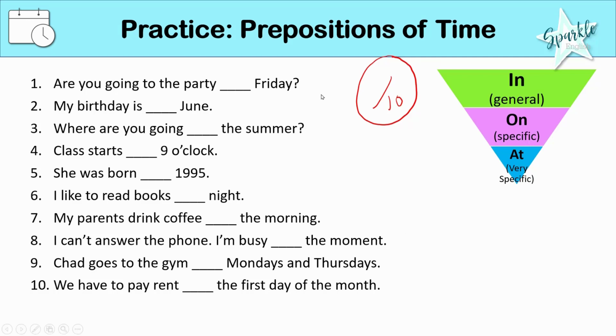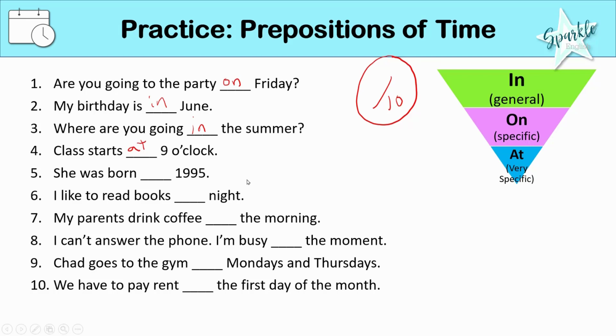Okay, so now let's correct them together. Number 1. Are you going to the party on Friday? Remember, we use on before days and dates. Number 2. My birthday is in June. Remember, we use in for months and years. Number 3. Where are you going the summer? In the summer. Number 4. Class starts at 9 o'clock. Remember, we use at for times.